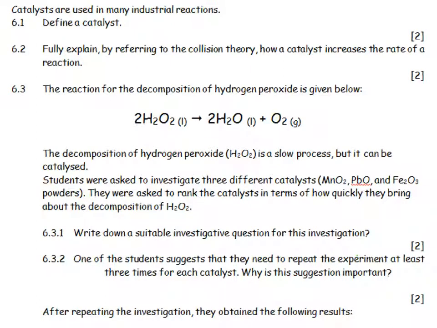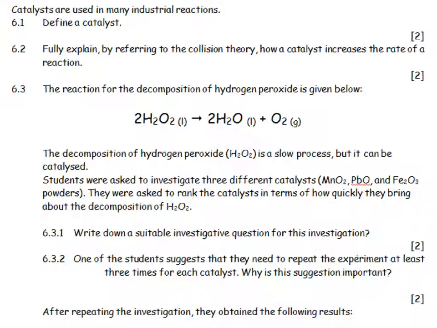Define a catalyst. A catalyst is a substance that alters the rate of the reaction by altering the mechanism but not undergoing any chemical change itself. Another definition that you need to know.